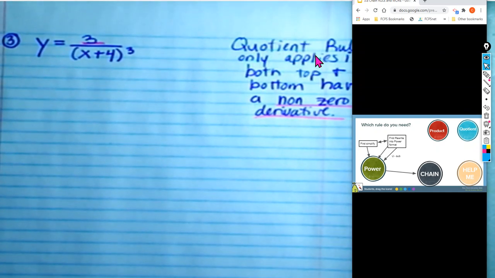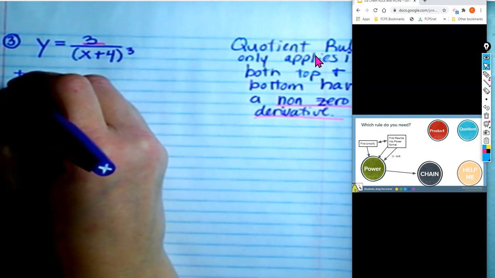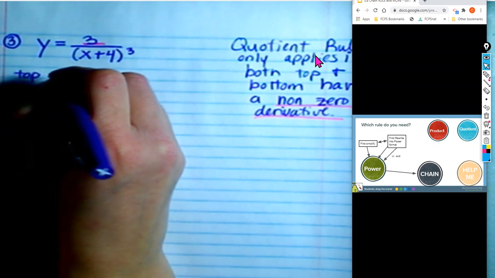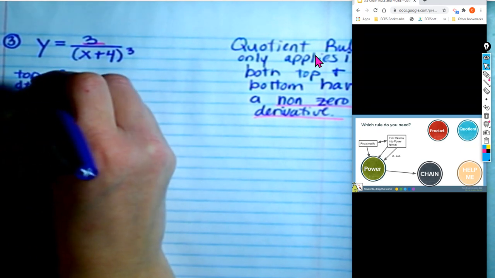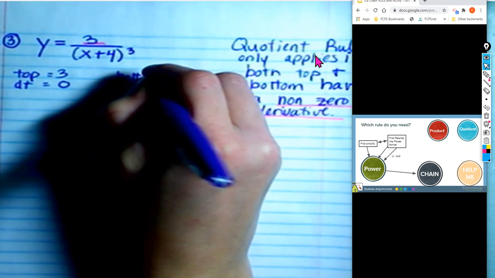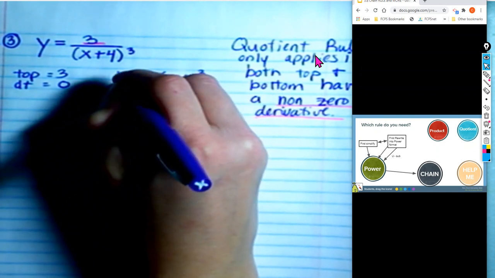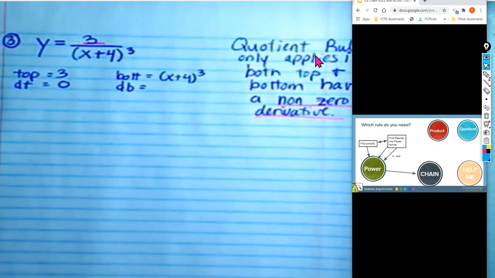Now to show you, I'm going to do it 2 ways. Top is 3. Derivative of the top is 0. Bottom is x plus 4 cubed. Derivative of the bottom, okay, this is where it gets kind of fancy, guys. What's the derivative of the bottom?